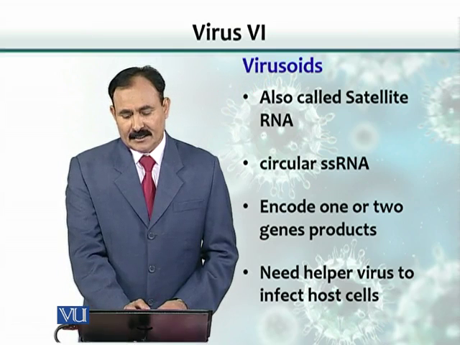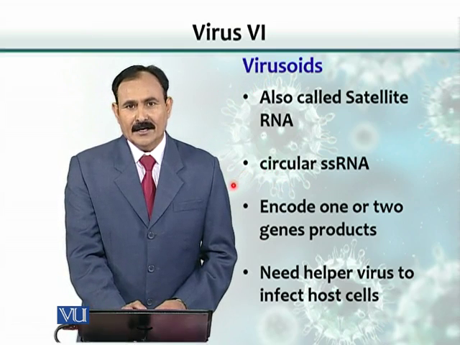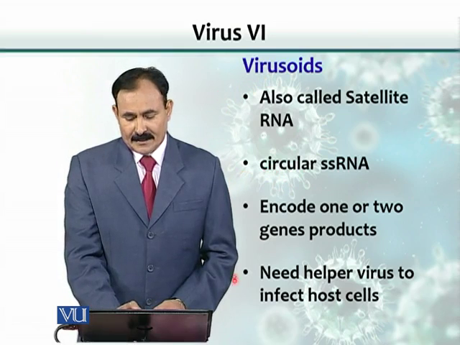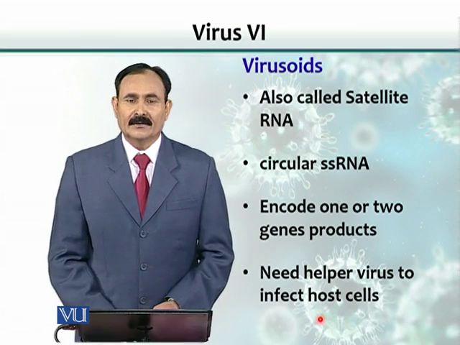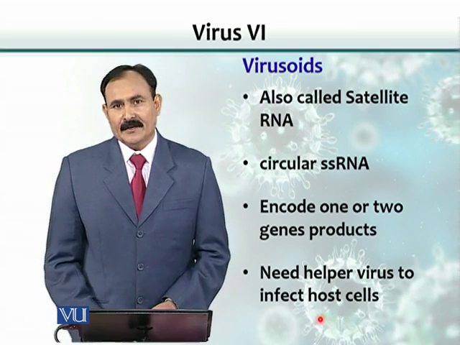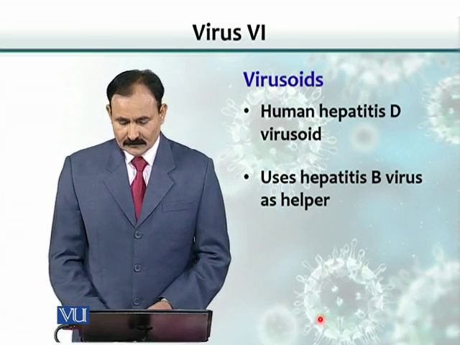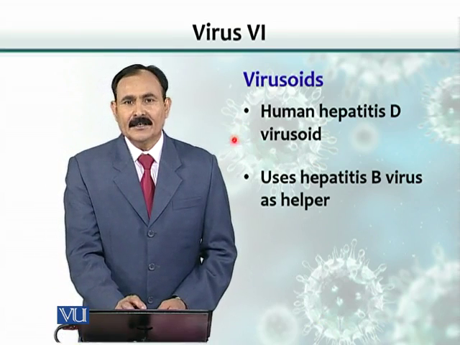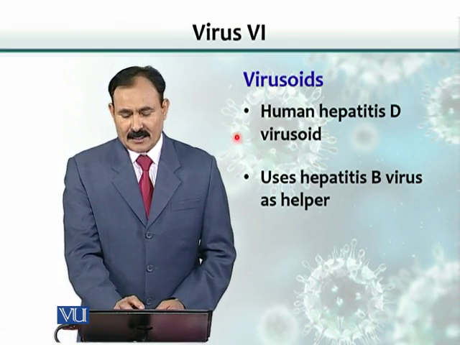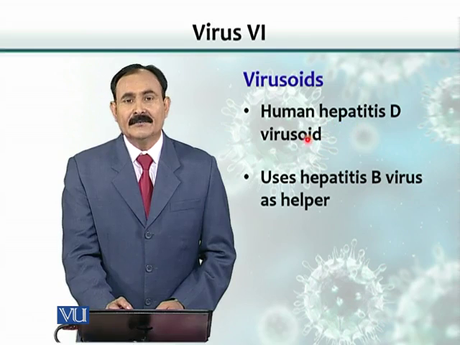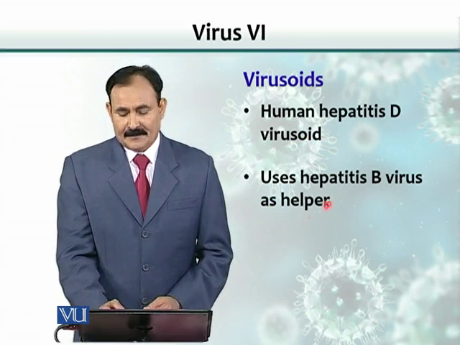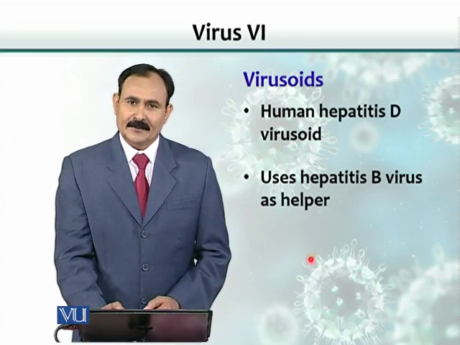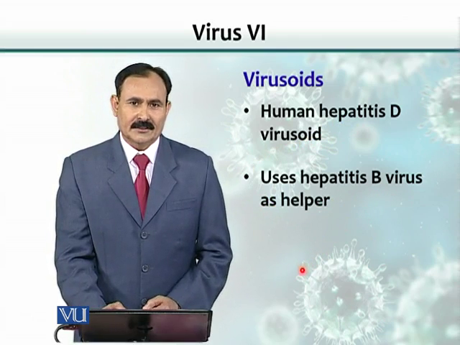The virusoids, they are also RNA viruses, single-stranded, but they can encode gene products and can infect in the presence of a helper cell. Typical example we see of a virusoid is the human hepatitis D virus. It uses hepatitis B virus as a helper to infect the host, infect the liver cells of humans.